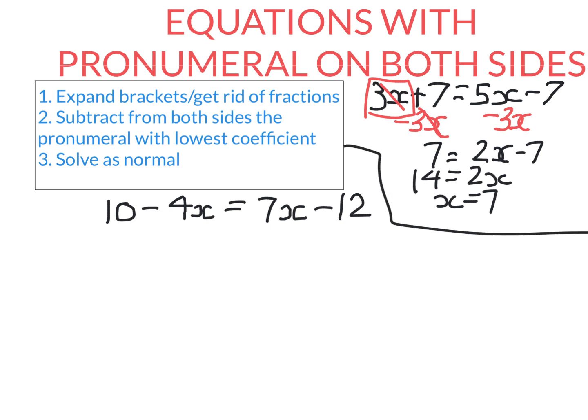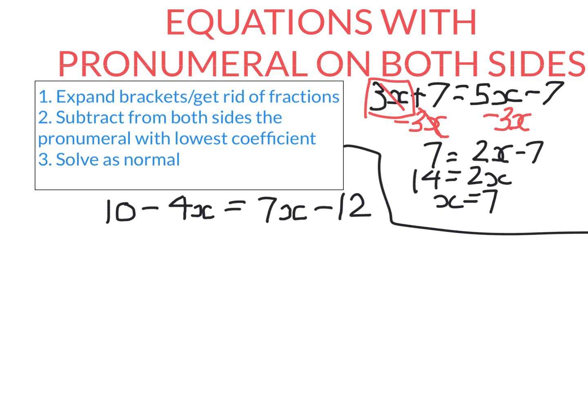That is the solution to this one here, because if you substitute x for 7 here and here, you get a true statement. You get 28 equals 28. We're done. All right, let's try this one here. Once again, pronumeral on both sides. There are no brackets or fractions to get rid of. I'm going to go to step 2.